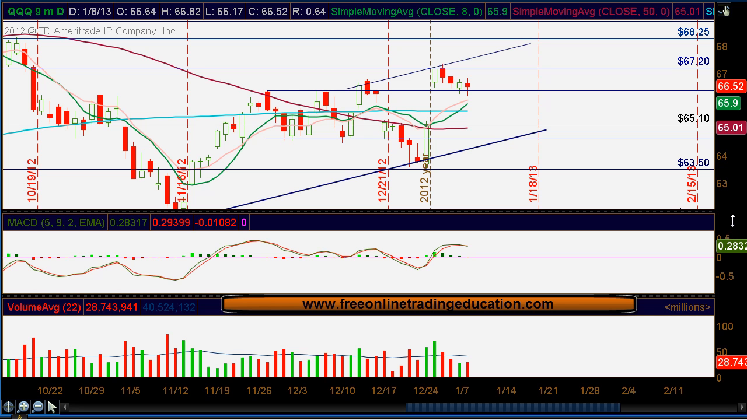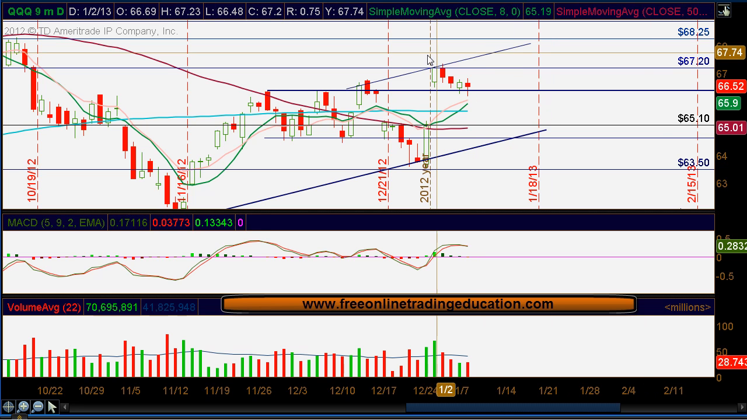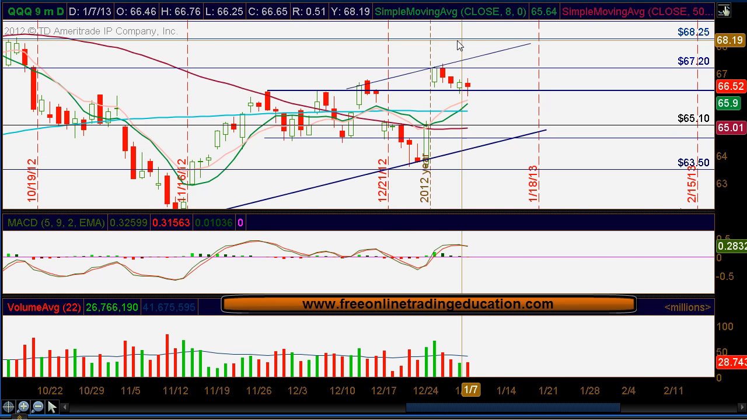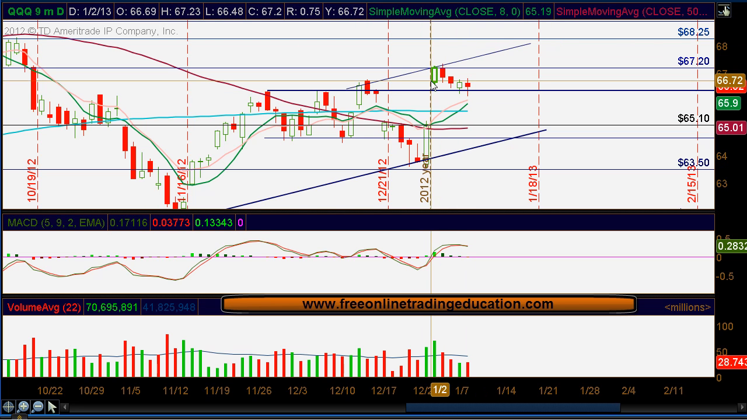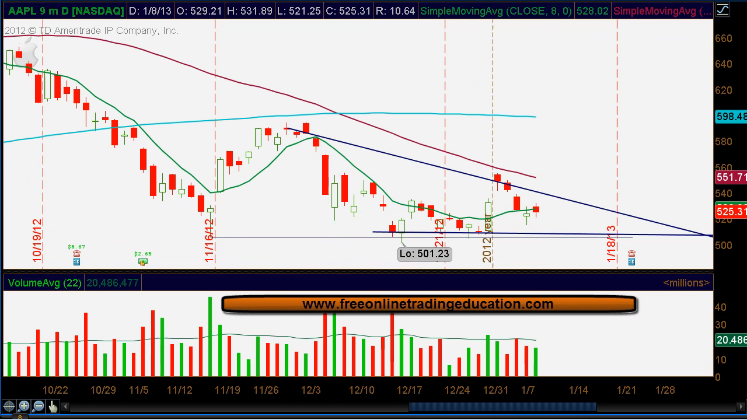So now I have a special treat for you. It was brought to my attention earlier today by one of your colleagues, one of your fellow traders, Brooks, and I wanted to share an Apple chart here with you. Have a picture in your head and your mind of this chart, okay? Have it in there. And now let's look at Apple.